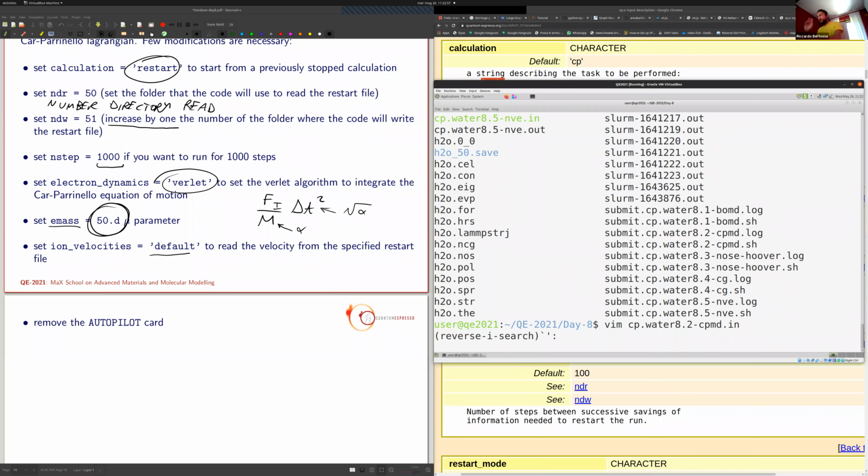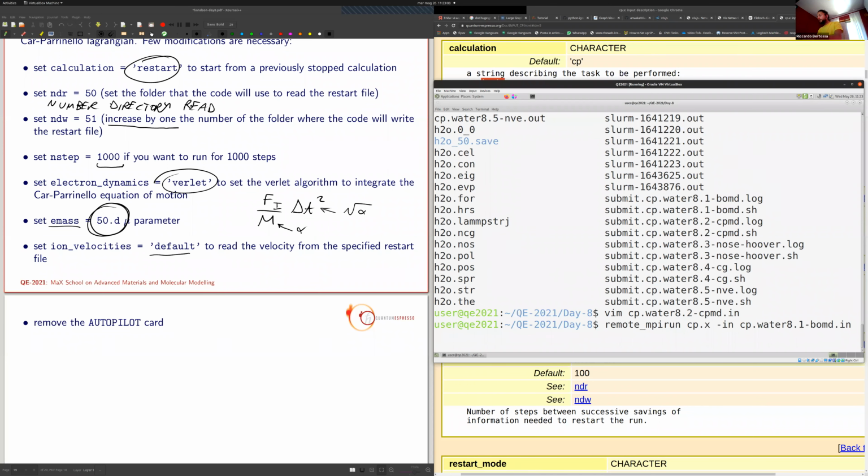I use the reverse search trick that I like very much. So mpirun, and if you press Ctrl R one more time, you see the command. So this is step 2, Car-Parrinello molecular dynamics.in. So I run it.